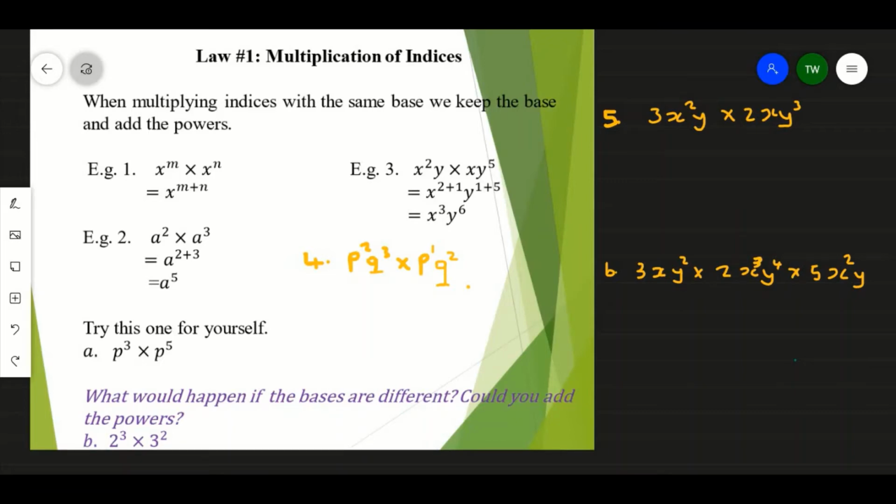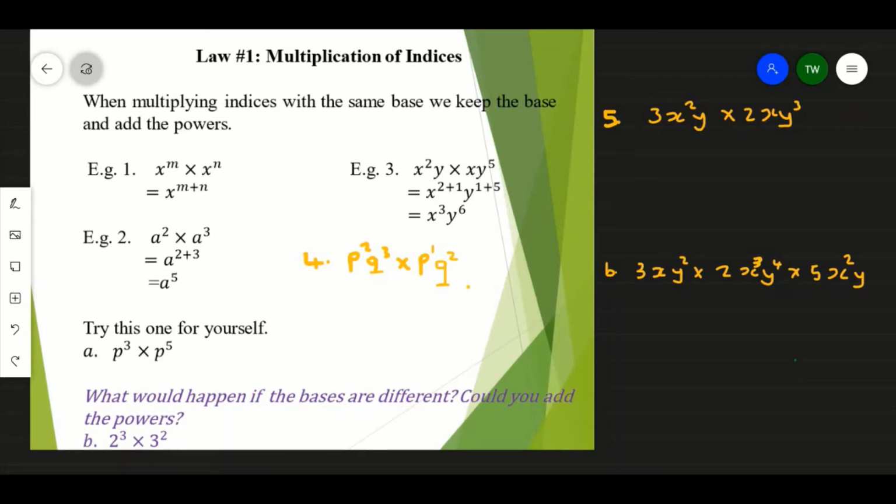Law number 1, multiplication of indices. Rule: when multiplying indices with the same base, we keep the base and add the powers, right? So you must always bear that in mind.